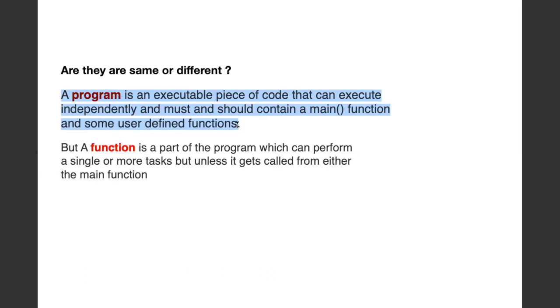But a function is a part of the program. It itself is not a program. It is a part of the program which can perform either a single task or more tasks. But keep in mind, a function does not execute independently. Somebody should call a function if it has to get executed. Whereas a program doesn't require the help of any other component. It can execute without the help of any other component.